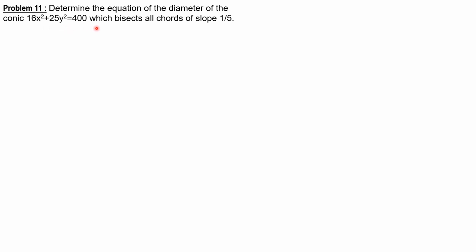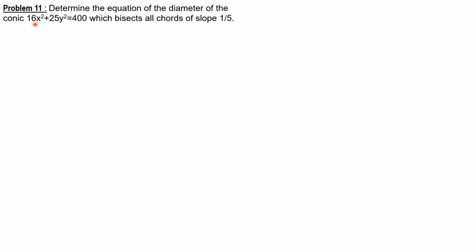So problem 11, determine the equation of the diameter of the conic 16x squared plus 25y squared equals 400, which bisects all chords of slope 1/5. So remember the procedure. We're going to differentiate this equation and replace y prime or dy/dx by the slope of the parallel chords, which is 1/5 in this case.